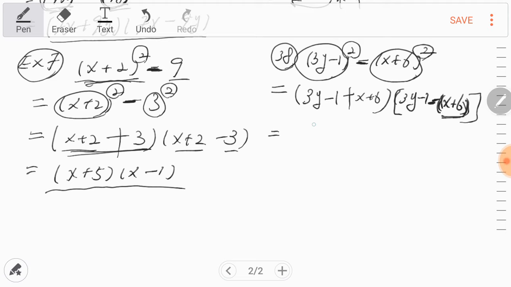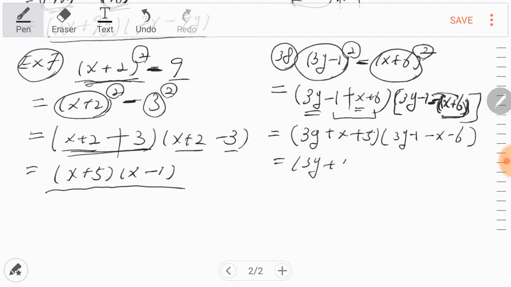And then simplify each parenthesis. Let me write the 3y first, so plus x, and then combine these two numbers, plus 5. And for this one, 3y minus 1, we have to distribute the parenthesis, so negative x, negative 6. Then 3y plus x plus 5 is the left parenthesis, and the right parenthesis is 3y minus x. Then combine the constants, so negative 1 minus 6 is negative 7. So this is the factored form.